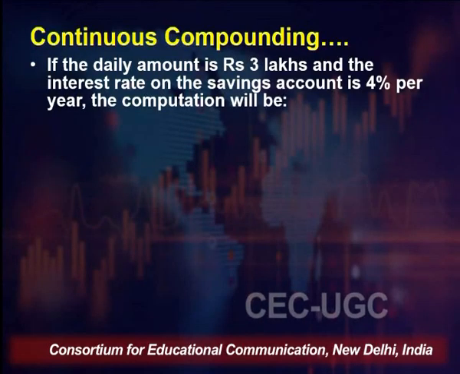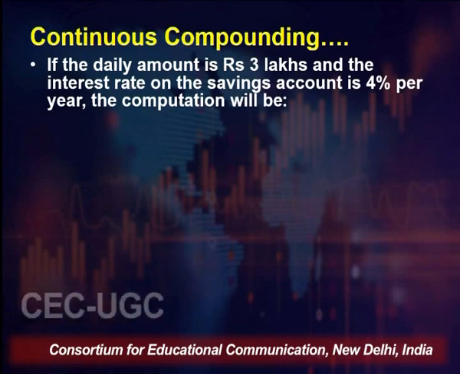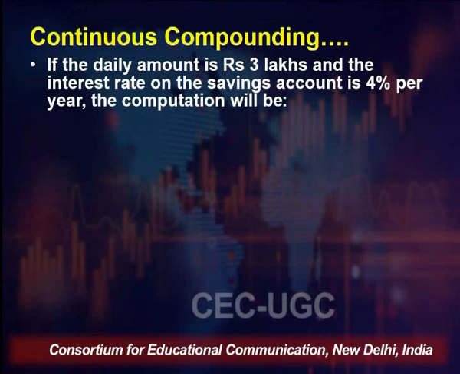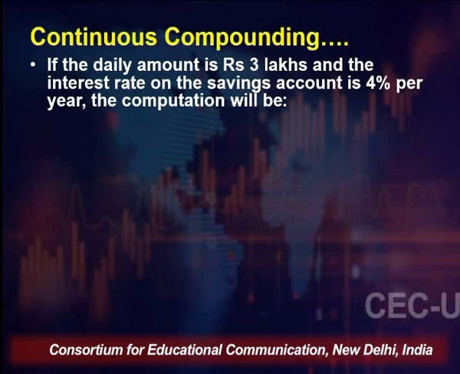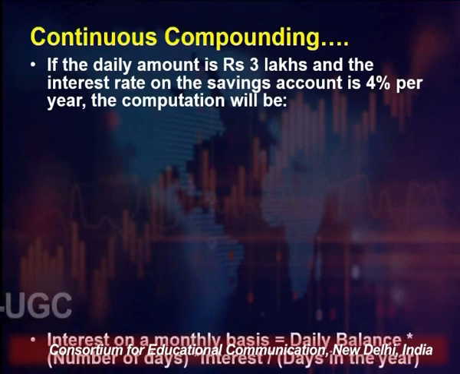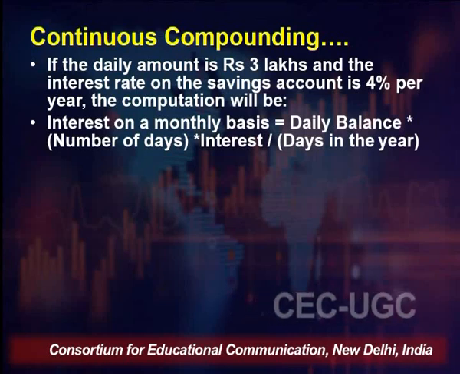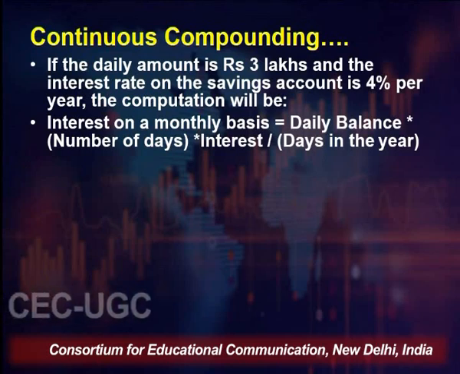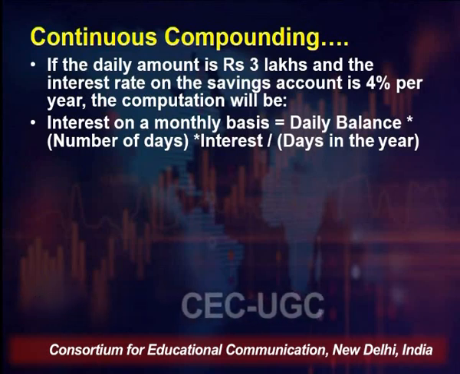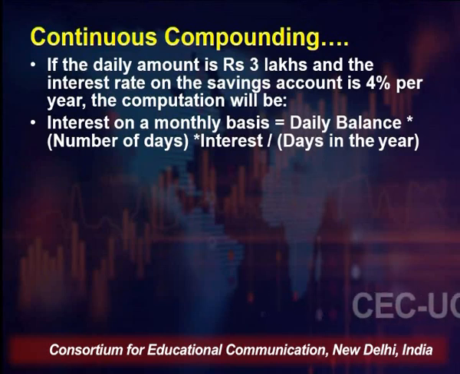So this is a very useful tool when we go for continuous compounding. Suppose I take the example of a customer who has a daily balance of ₹3 lakh in his or her savings bank account, and the rate of interest on the savings account is 4% per annum. So we can compute the interest on a monthly basis. Suppose I calculate the interest on daily balances for 1 month. So I'll take the daily balance, multiply it by the number of days into the rate of interest divided by the number of days in a year, right?